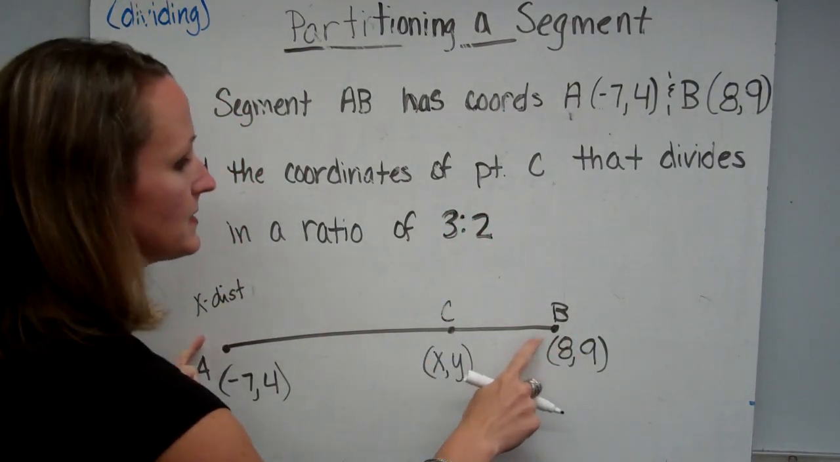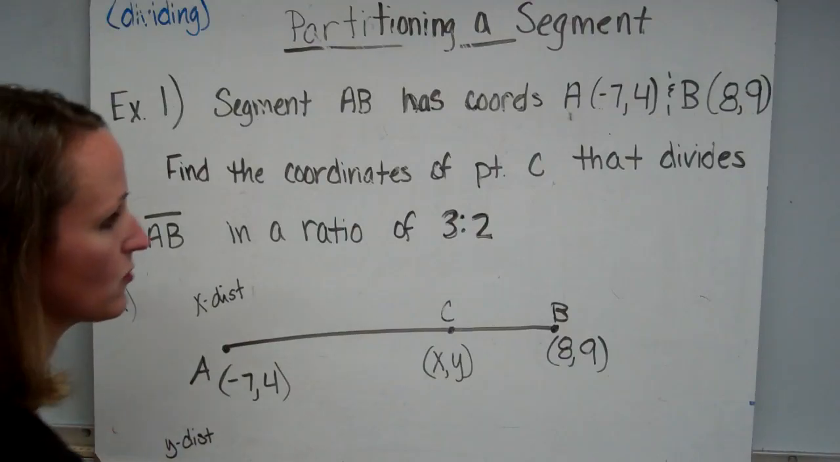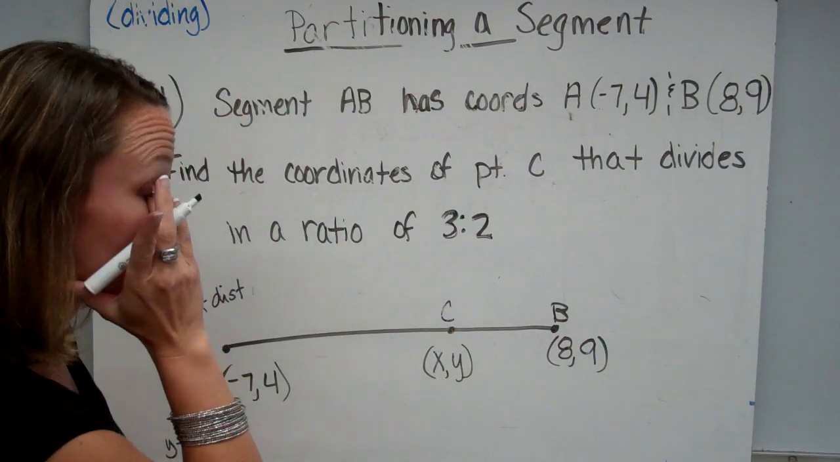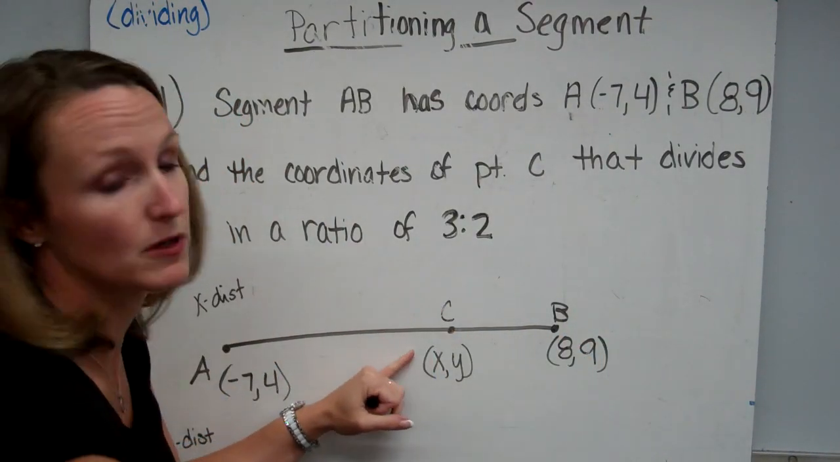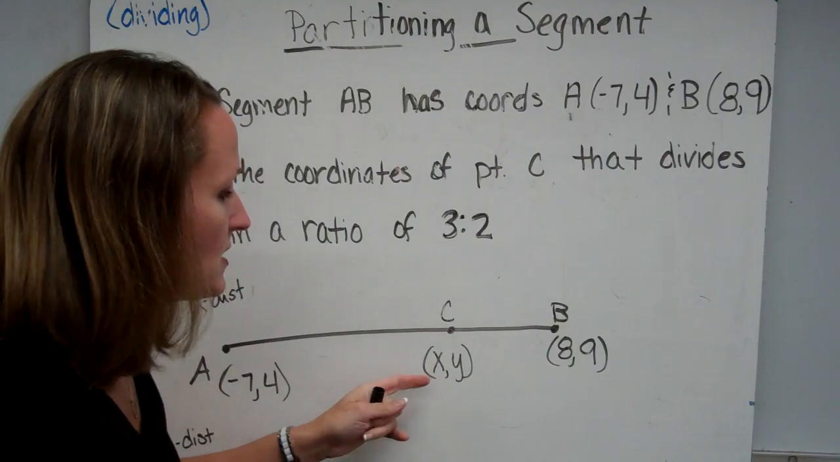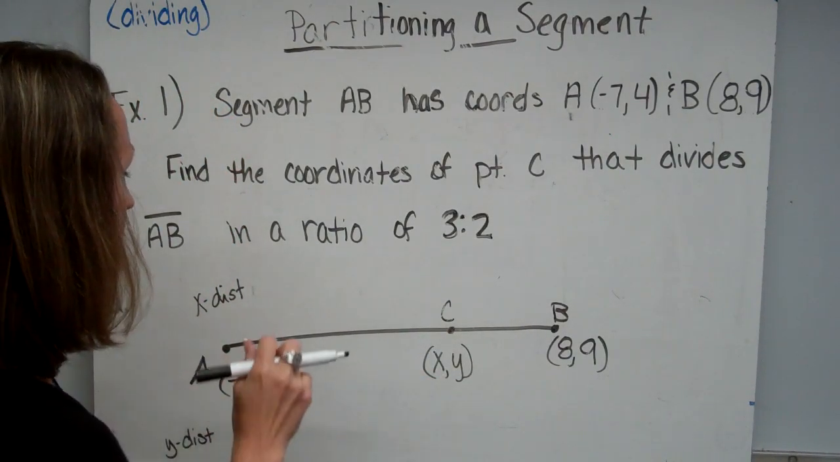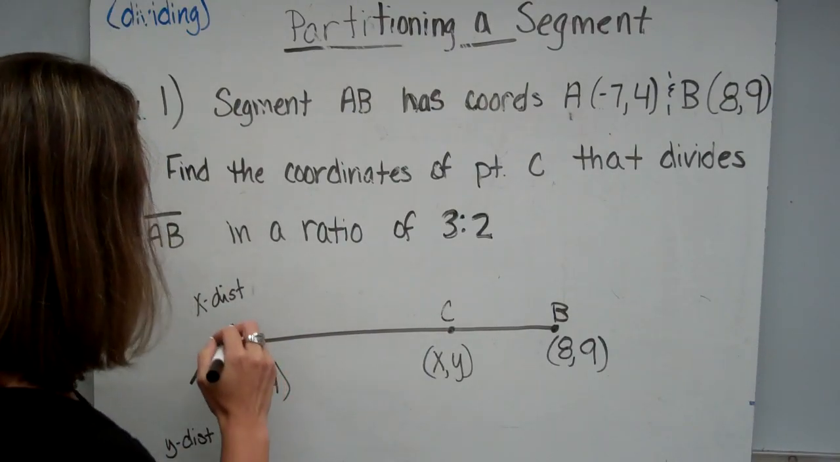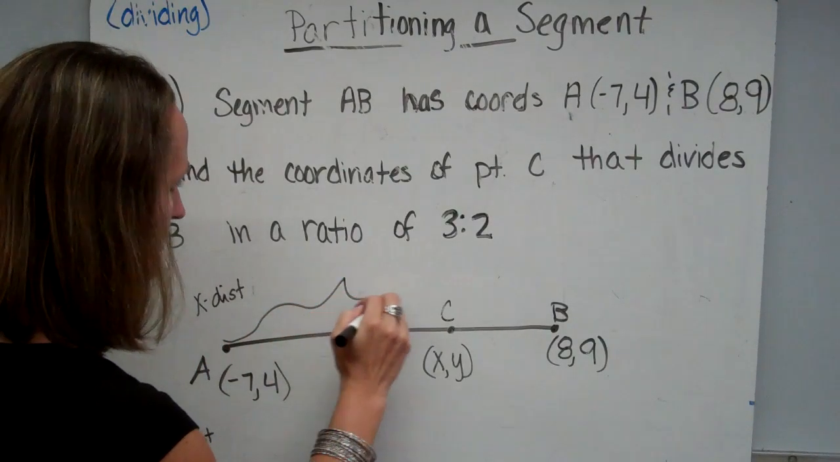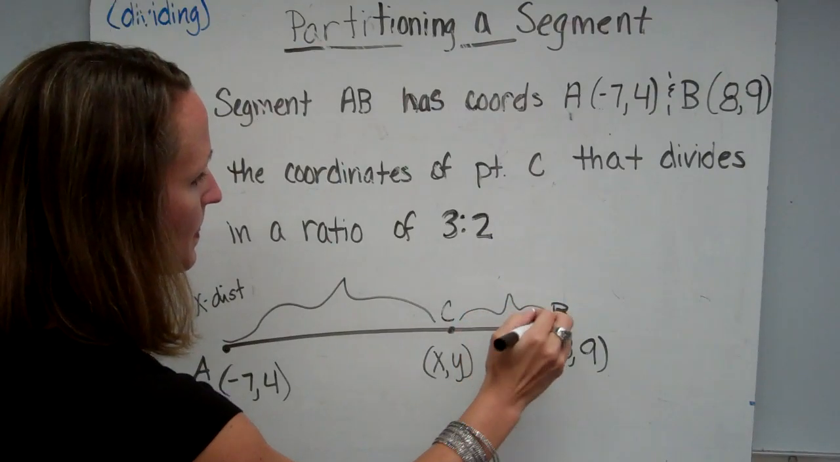So I've drawn a line segment. Here's A at (-7, 4) and B at (8, 9). So what we want to find is point C. We're going to label the coordinates that go with it, just a generic X and Y, because we have to find those. First we're going to find the X distance. We want to find this chunk and this one.